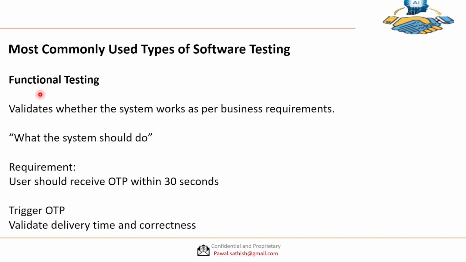Next is functional testing. It validates whether the system works as per the business requirement. Now, my business requirement is that the user should receive the OTP within 30 seconds. What are we expecting from the application? When we trigger the OTP, it validates the delivery time and the correct content, and it should receive the OTP within 30 seconds. So this is the functional requirement, and that is called functional testing.